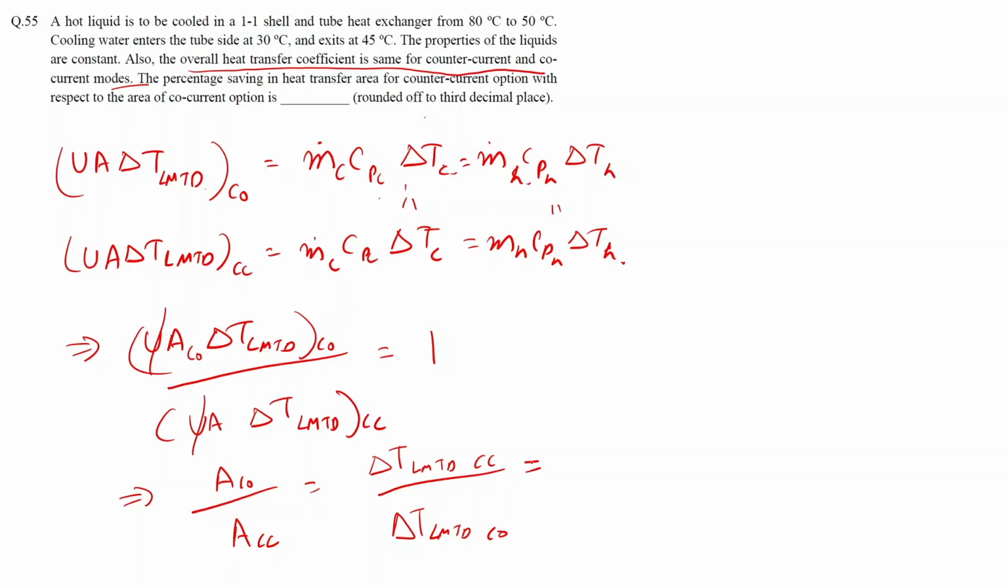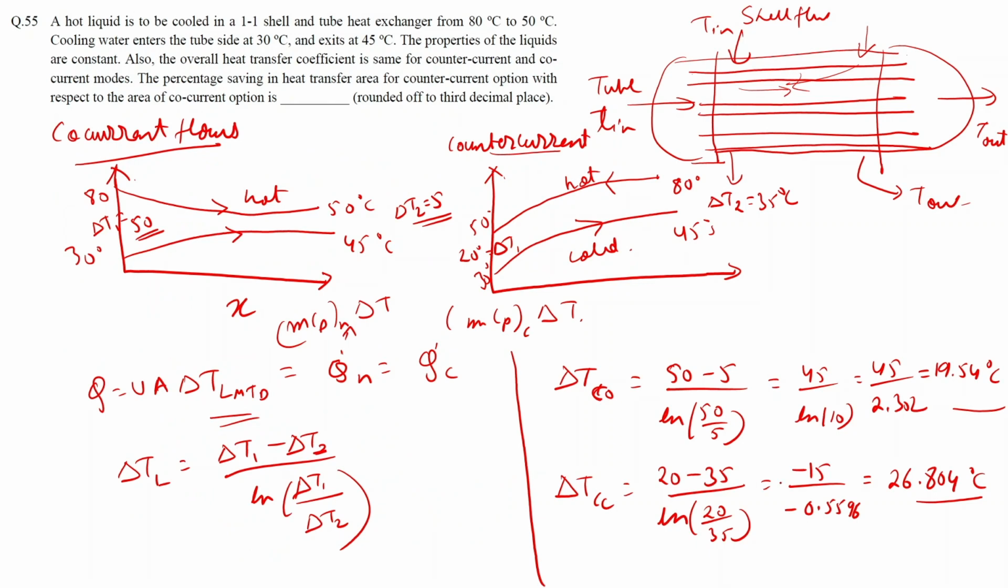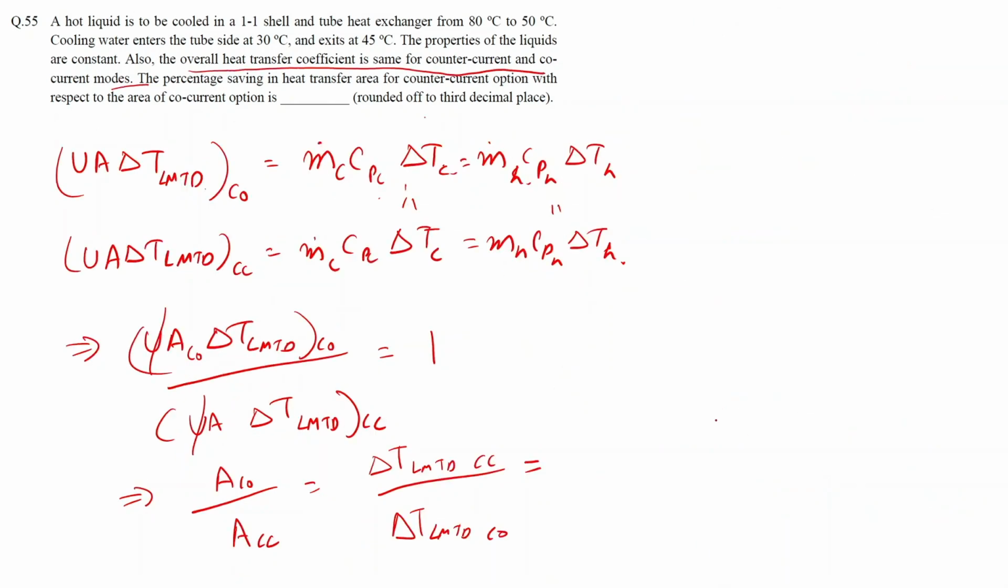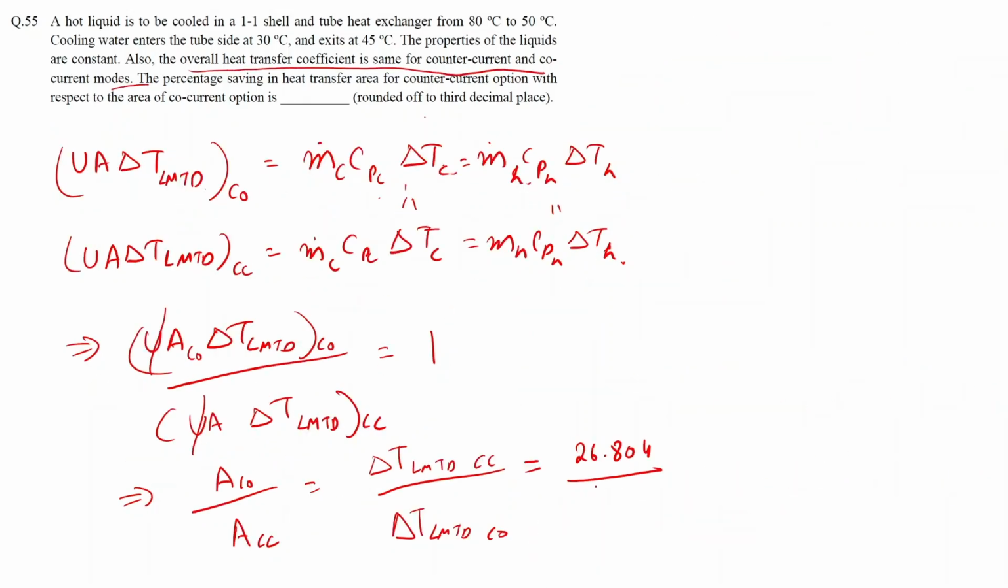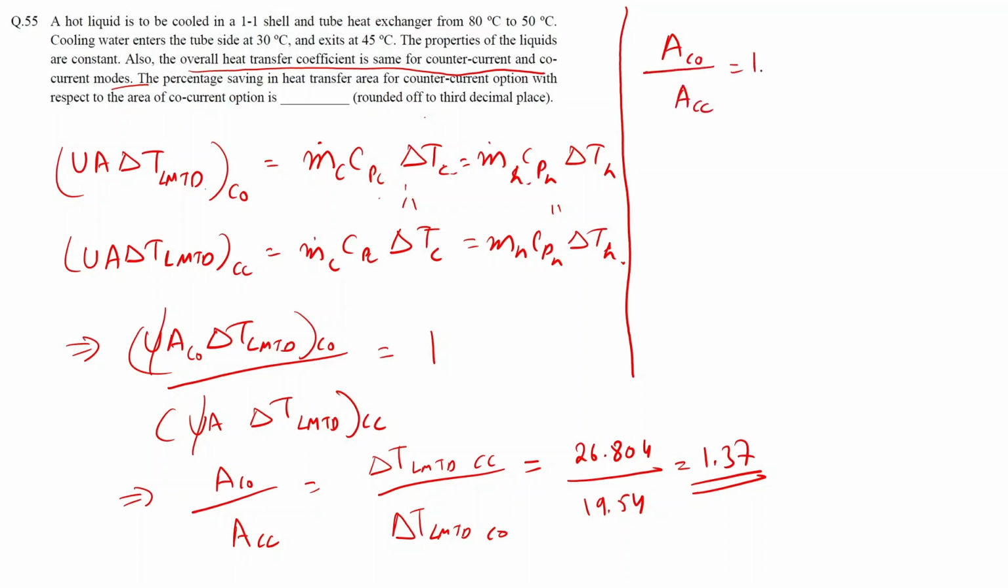So we can write it as delta T for counter current flow, which was given as 26.804, upon, for co-current flow it was 19.54. So we can calculate this and it will become 1.37. So ultimately we are having area for co-current flow upon area of counter current flow as 1.37.